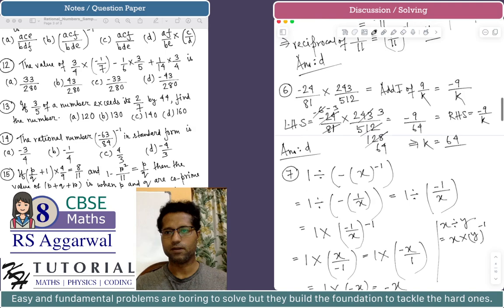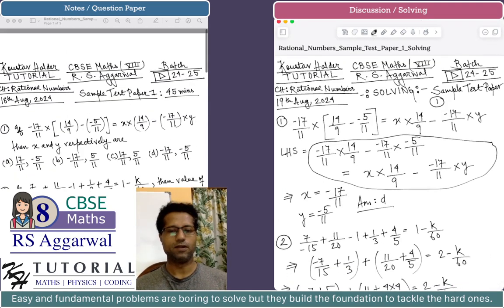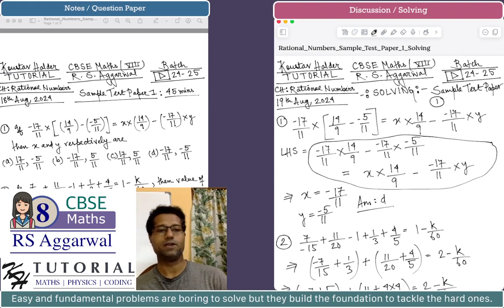So this brings to an end the solving of the first sample test paper number 1 on the chapter of rational numbers. This set of problems will be a good evaluation of your understanding of the concepts of rational numbers.